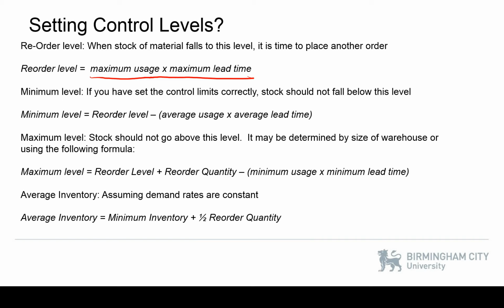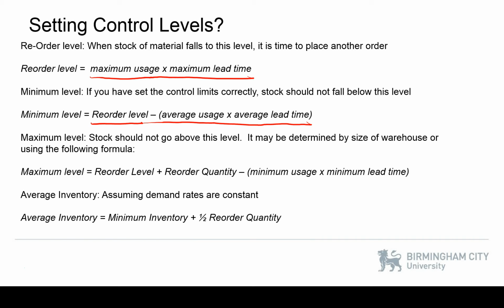A business would also set a minimum level. This is the level which stock should not fall below, and it acts as a buffer. To set a minimum level, a business needs to already know its reorder level, and then it's minus the average usage times the average lead time.